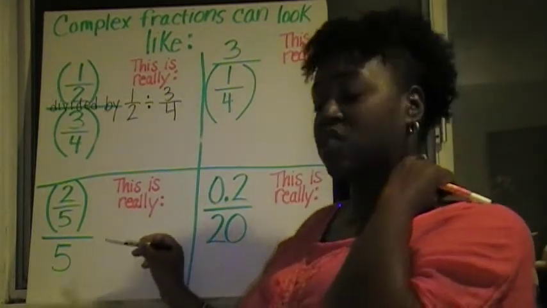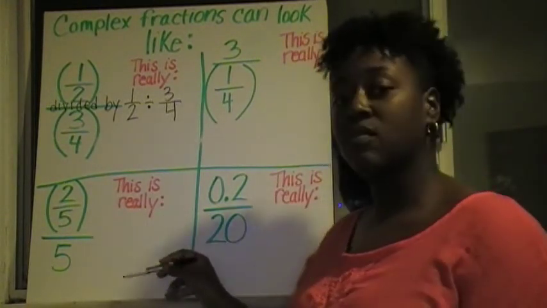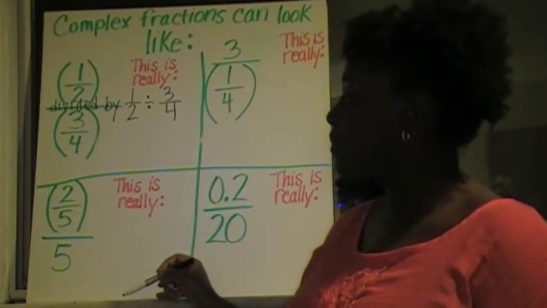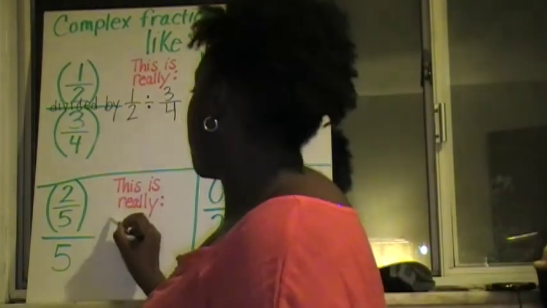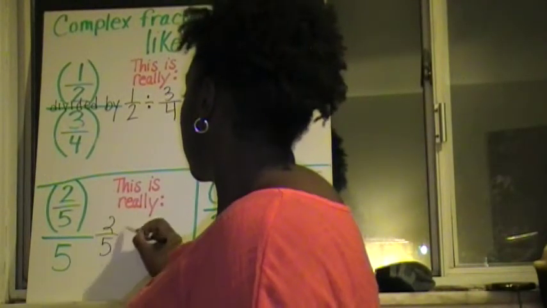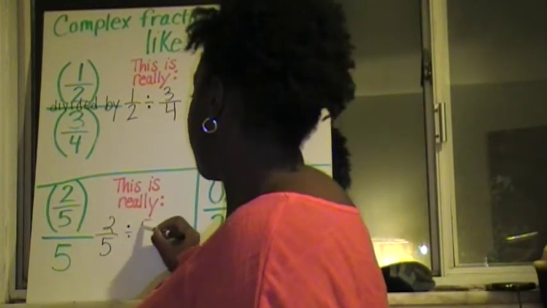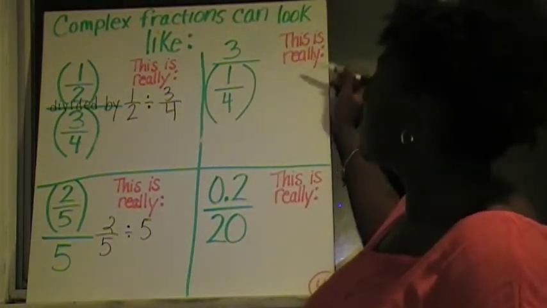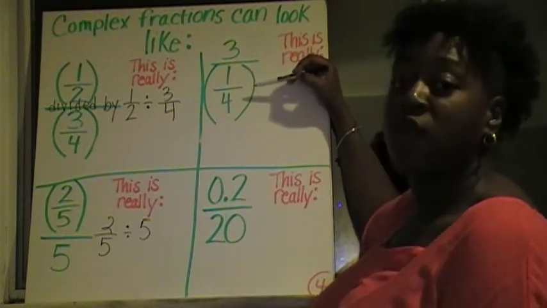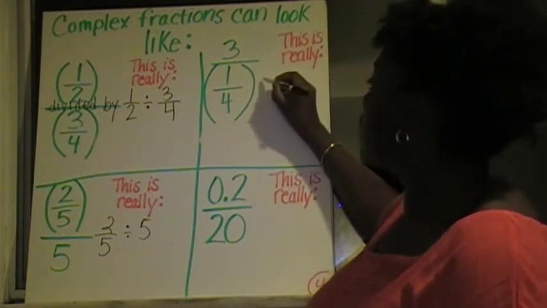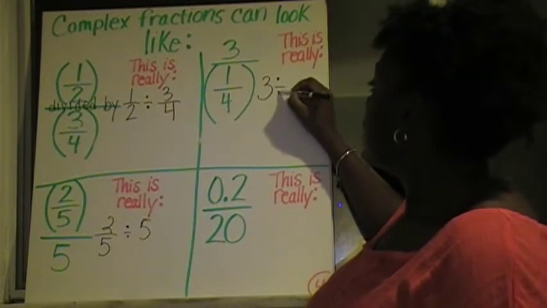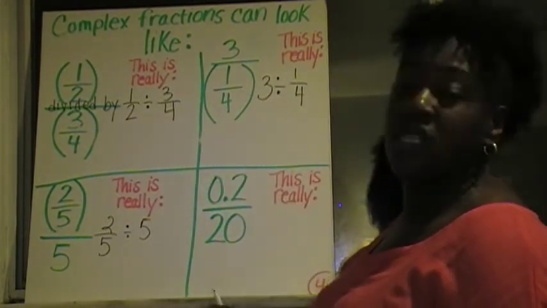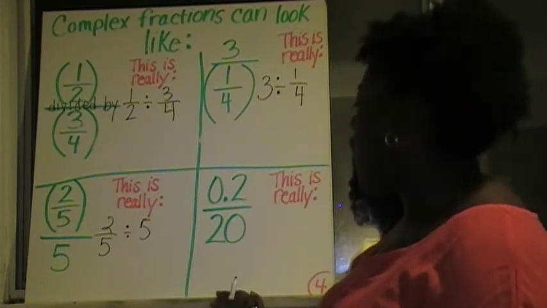What is this really saying? Take a minute to think about it. This is really 2/5 divided by 5. This problem is really, this is 3 over 1/4. This problem is really 3 divided by 1/4. What is this? I've got a 2/10 over 20.